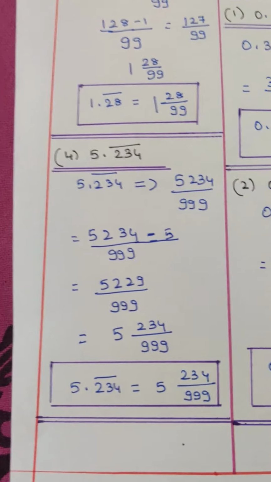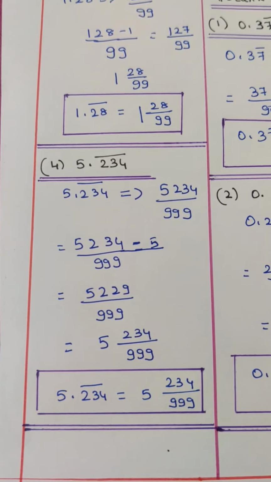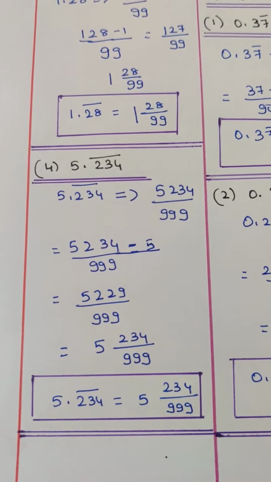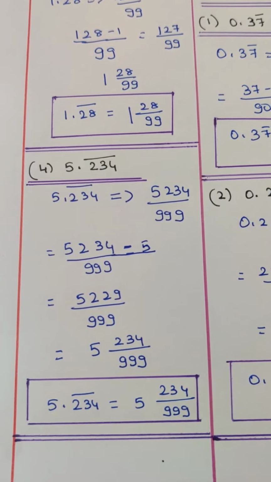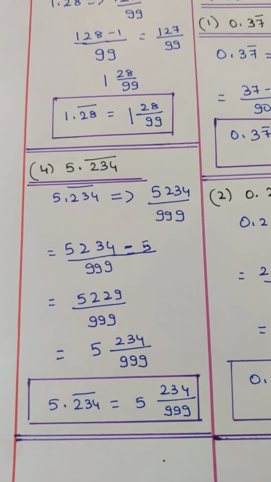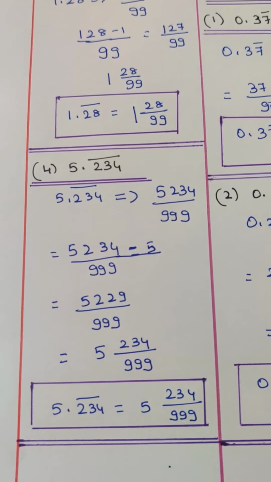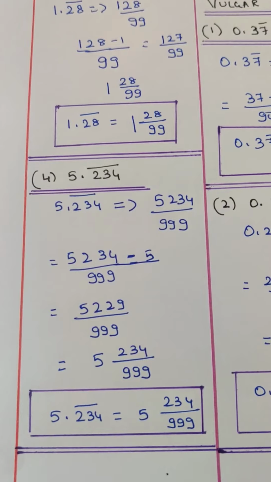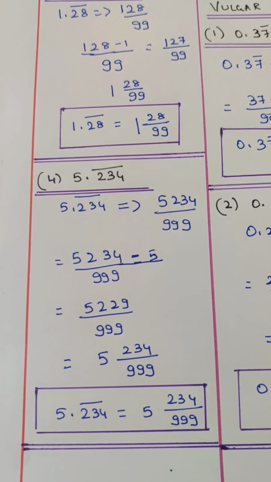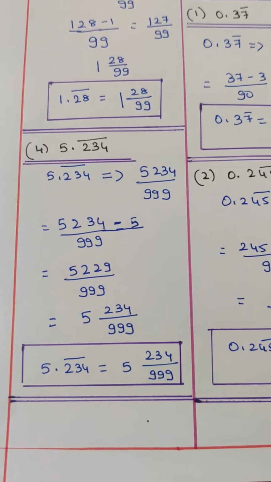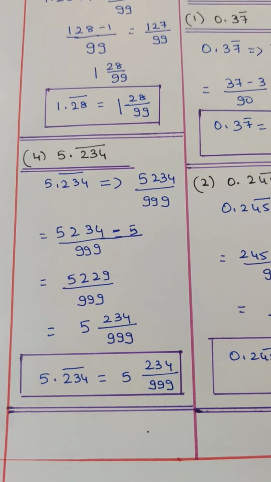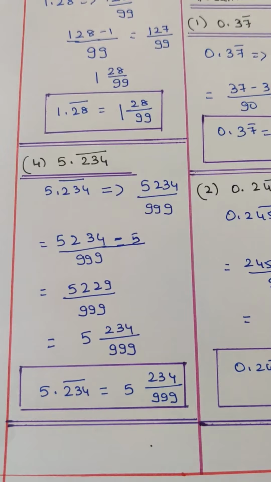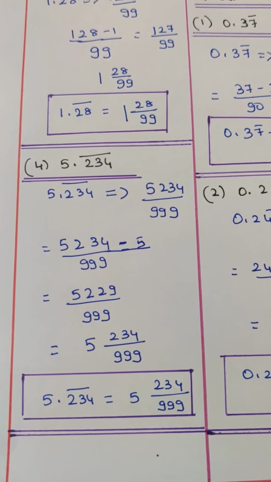Let's move on to the next sum, 5.234 bar. The bar is on 3 numbers, so the denominator becomes 999. Therefore, it becomes 5234 by 999. That is 5234 minus 5 by 999. That is nothing but 5229 by 999. So, when you convert into a mixed fraction, it becomes 5 234/999. Hope this is clear. I am just pausing for a few seconds for you to understand.